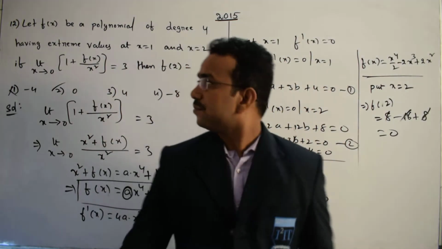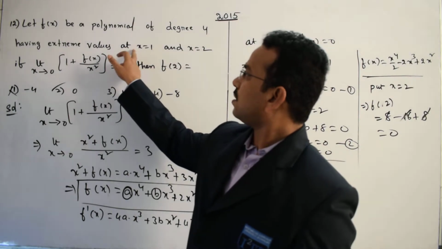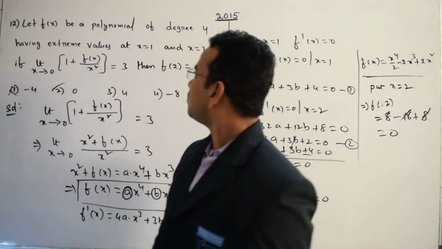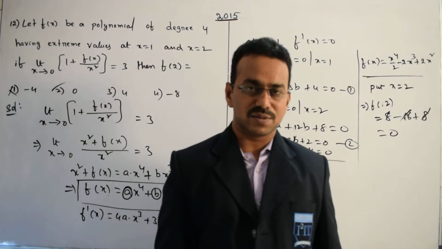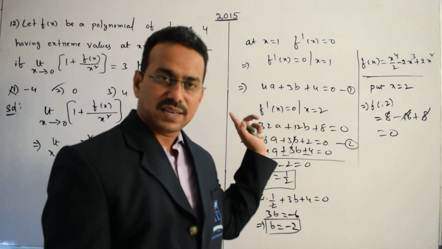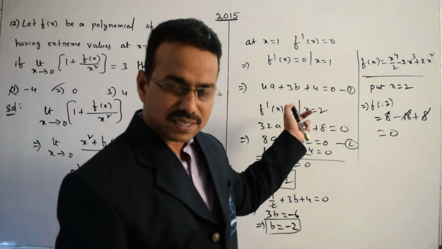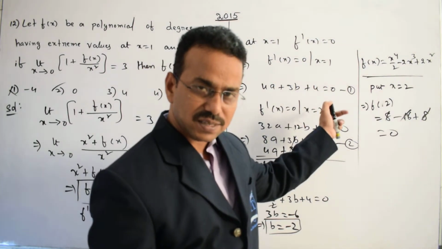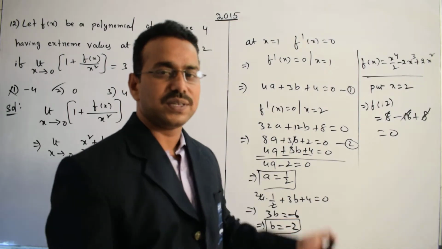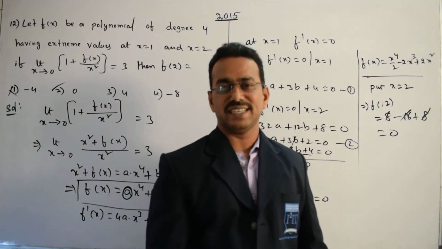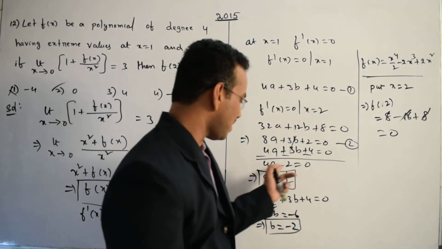And then we used extreme. What is the condition they have given here? Having extreme values at x equals 1 and x equal to 2. So from the given two conditions, in the sense f dash of x equal to 0 at x equals 1 and f dash of x equal to 0 at x equal to 2, we get two equations and two unknowns in terms of a and b. Finally we got the values of a and b.